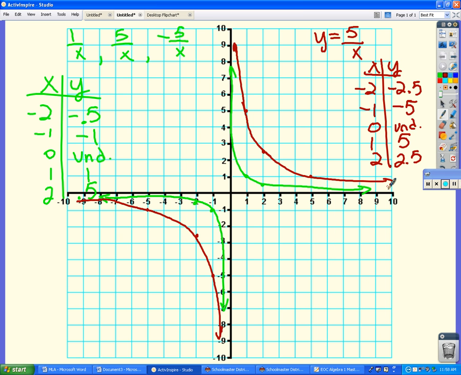All right, let's take a look at the -5 over x. What color should I use? Blue? Go blue. Okay, so same thing, except now since it's -5 divided by x, if I go -5 divided by -2, what do you get?